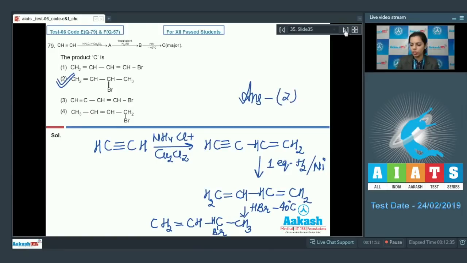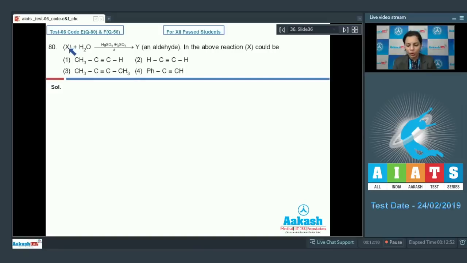Let's take the next question. Question number 80. You have this compound X. It is treated with water in the presence of HgSO4 and H2SO4, and further it is heated also to obtain Y. This Y is an aldehyde. In the above reaction, X could be. Basically, this is the reaction in which there is the formation of Y, an aldehyde. This is the process of hydration of an alkyne.